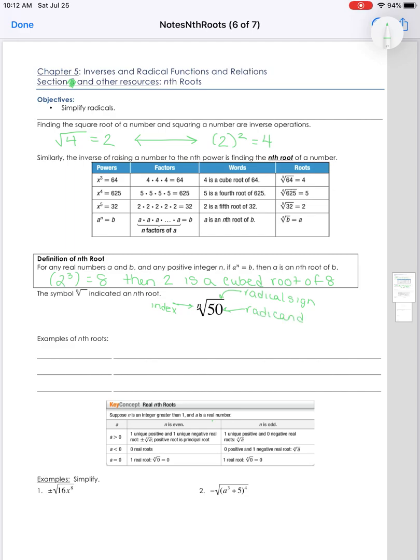Okay, and we've only really seen square root, so you have no number written outside there, but now we're going to start to see the numbers change. So the little number on the outside, that's called the index. The sign is obviously the radical sign. And the number underneath is called the radicand.